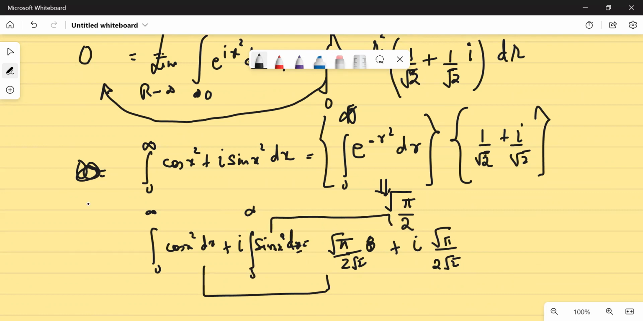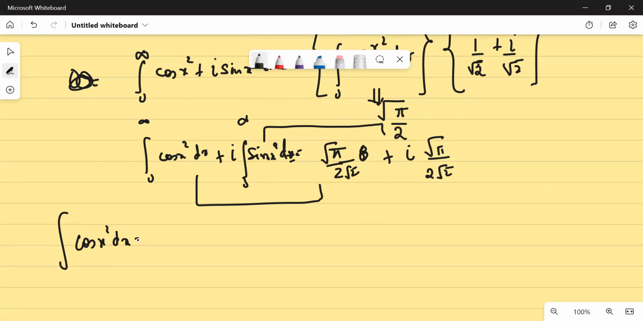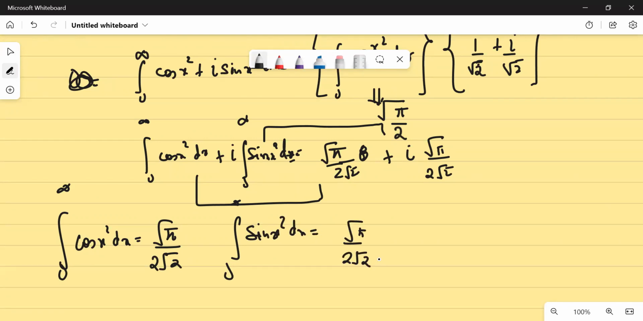And what I've got is that the integral of cos x square dx is equal to root over pi upon 2 root 2, and the integral 0 to infinity sin x square dx is root over pi upon 2. Is that clear to you? So these are very famous integrals. These are very, very famous integrals.